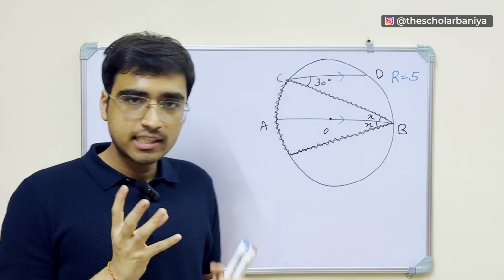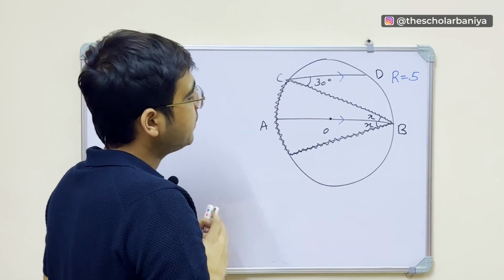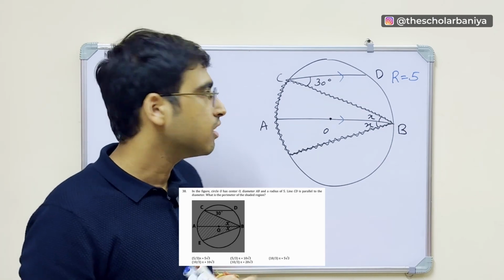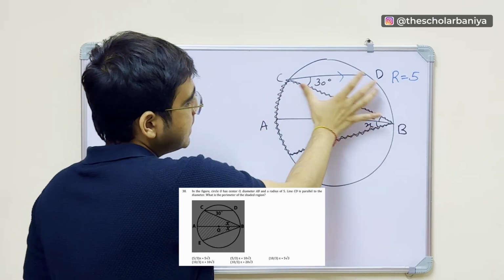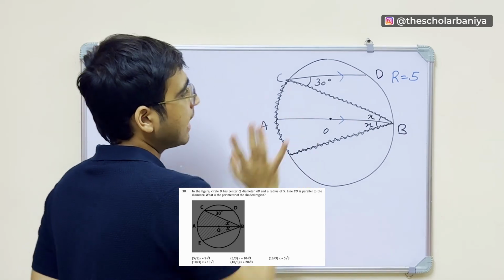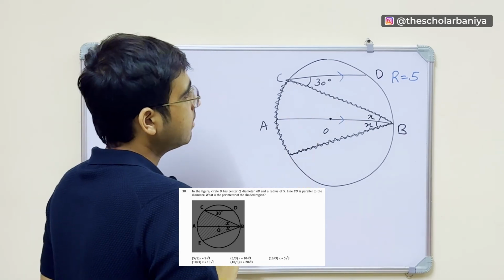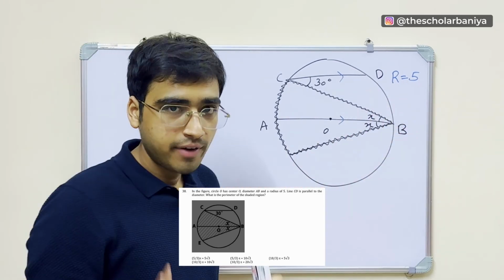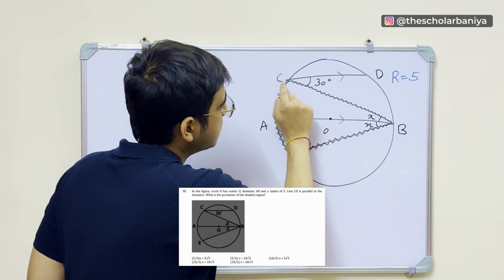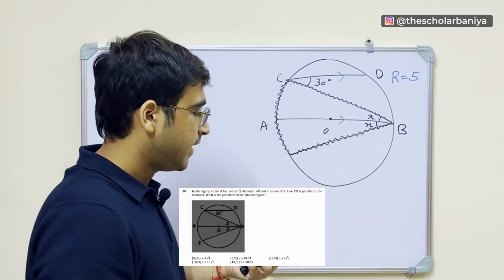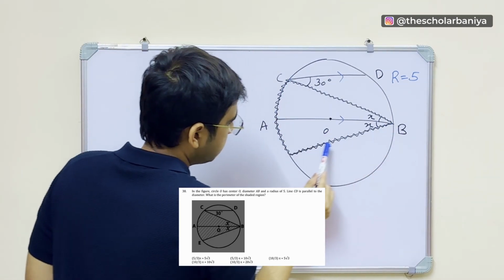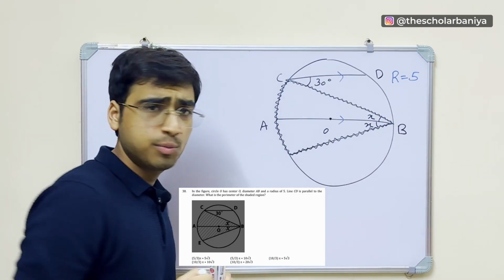So let's move on to the next question, guys. In this question, we are given a circle, in which AB is the diameter of the circle. The chord CD is parallel to AB. This angle is given to be 30. The radius is given to be 5. And we have to calculate the perimeter of this zigzag part. I hope this makes sense.